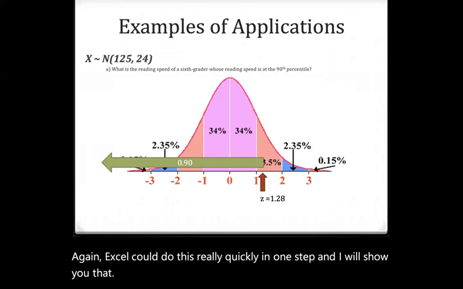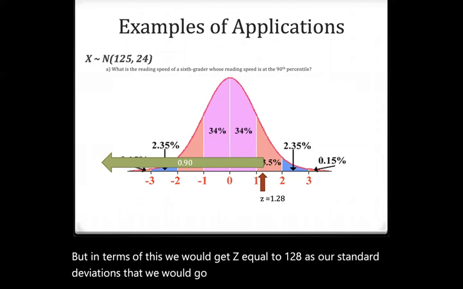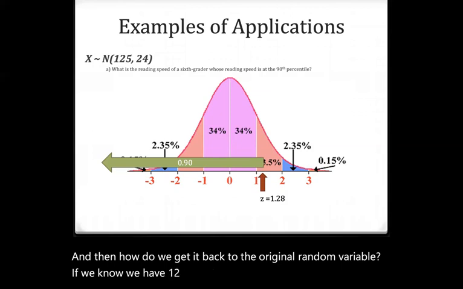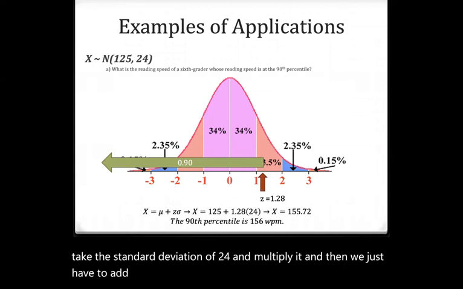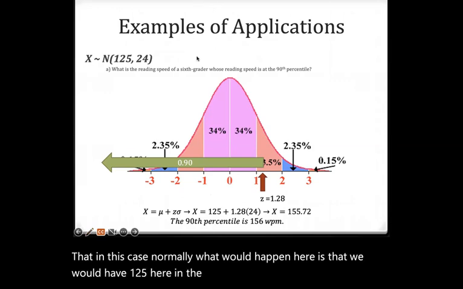In terms of this, we would get Z equal to 1.28 as our standard deviations that we would go over. How do we get it back to the original random variable? If we have 1.28 standard deviations to the right, we take the standard deviation of 24 and multiply it, and then add that to the middle. Recall that normally we would have 125 here in the middle.